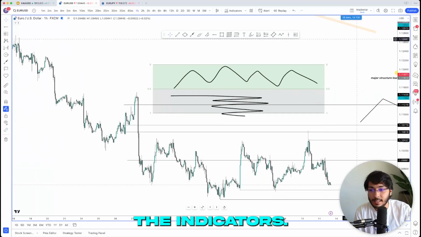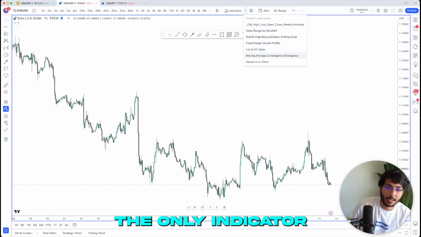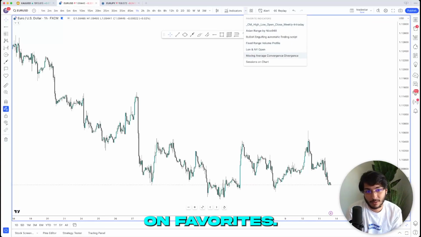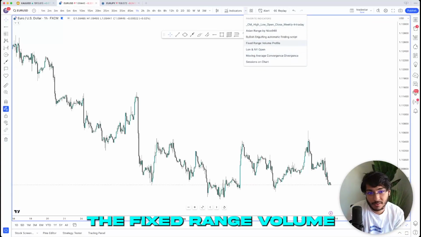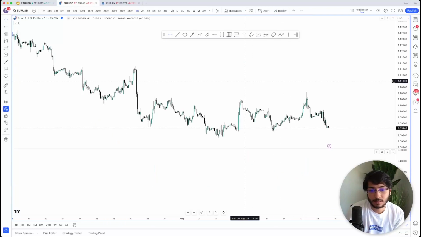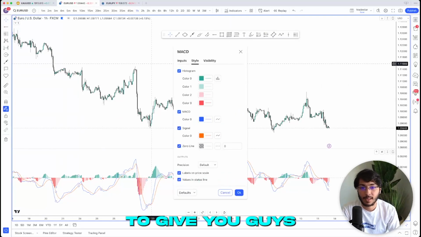Now let's get into the indicators. I like the MACD. This is really the only indicator I use. I know I have all these on favorites, but honestly, none of these really matter except for the fixed range volume profile and the MACD. So here's my MACD. This is the base model MACD. I'm going to give you guys the settings.